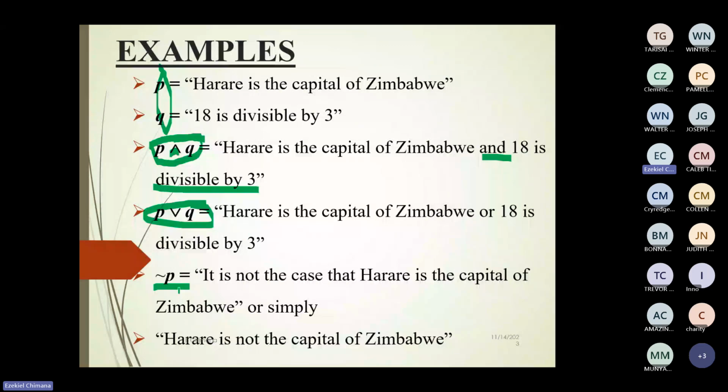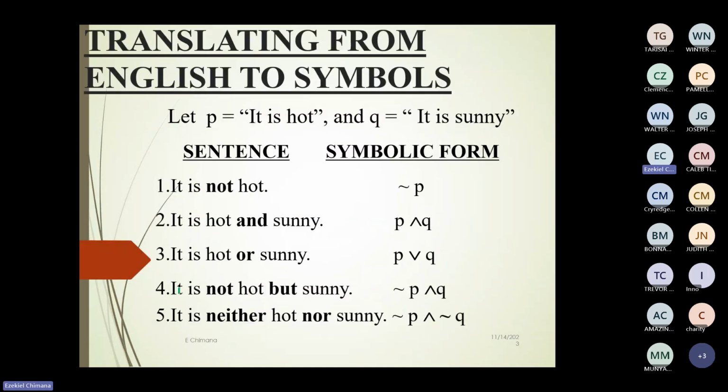And then if it is the negation of P, we are saying it is not the case that Harare is the capital city of Zimbabwe, or simply Harare is not the capital of Zimbabwe. That's the negation. The negation is just like the opposite of that simple statement.